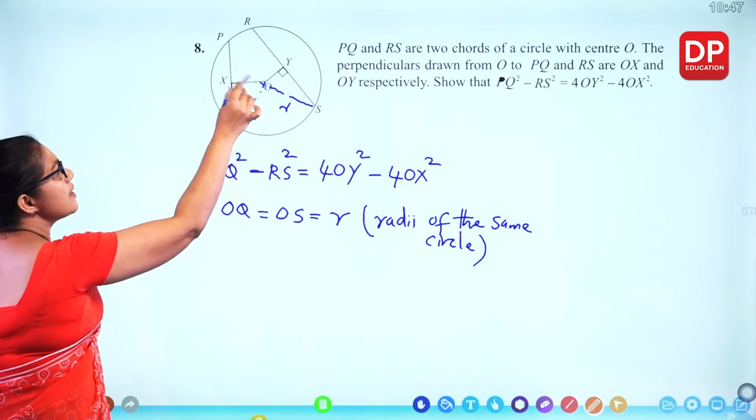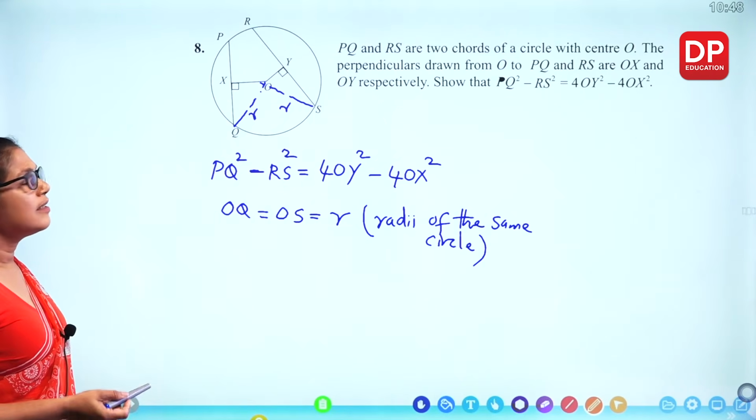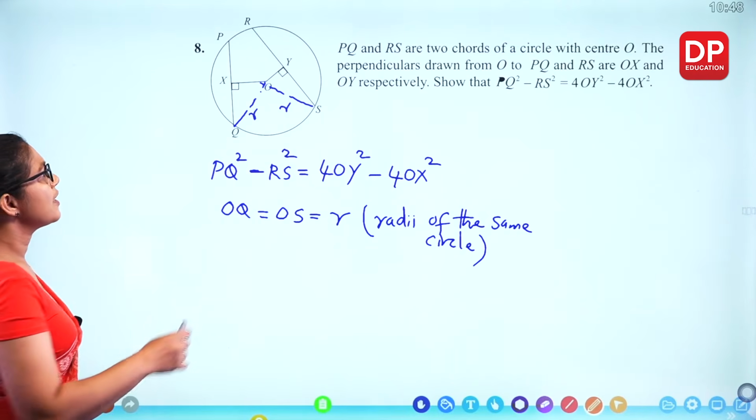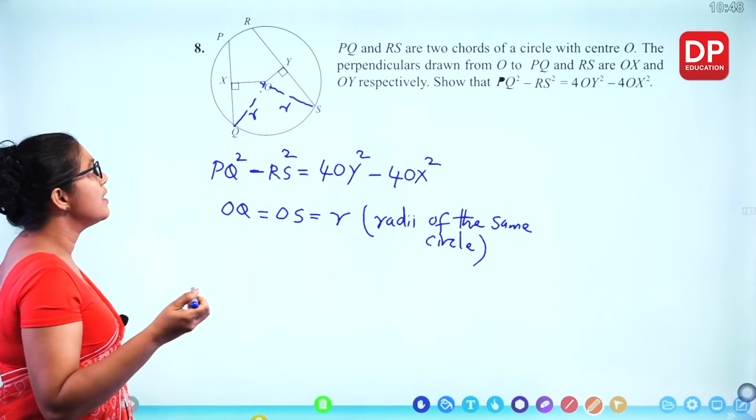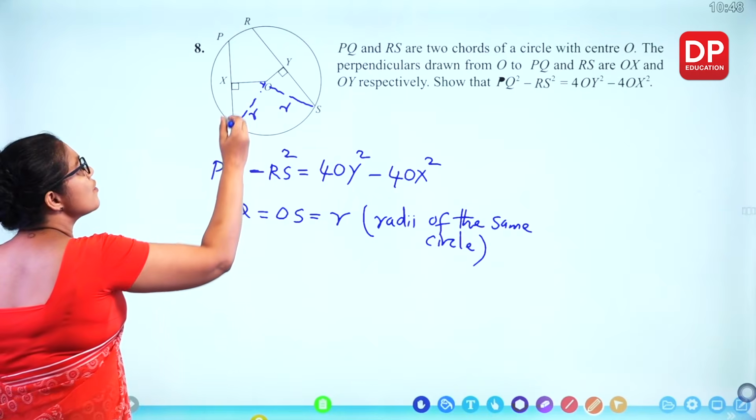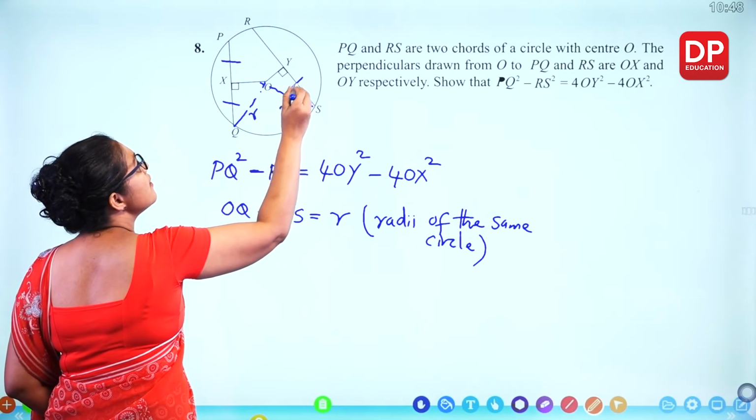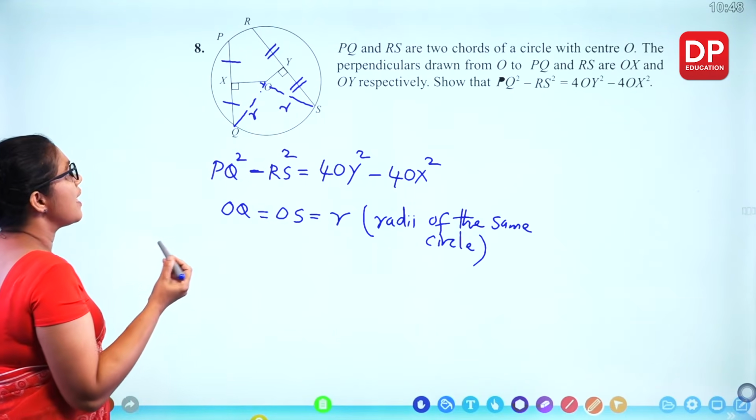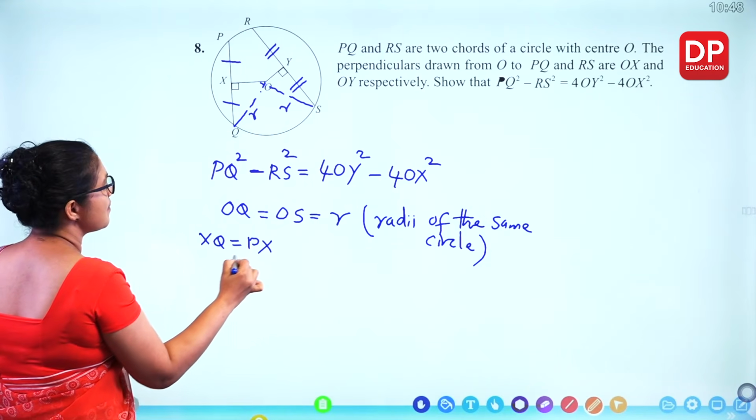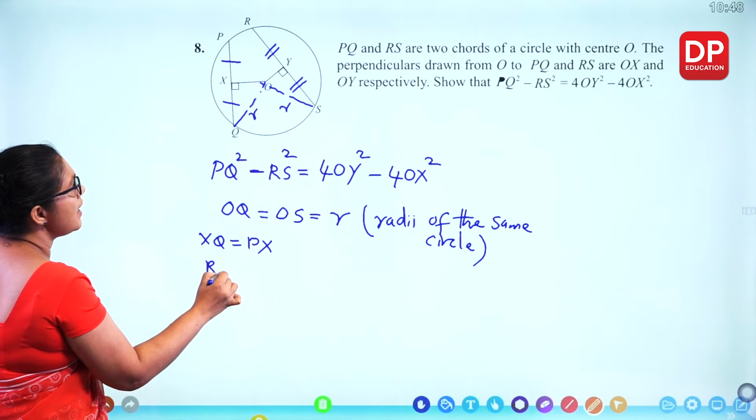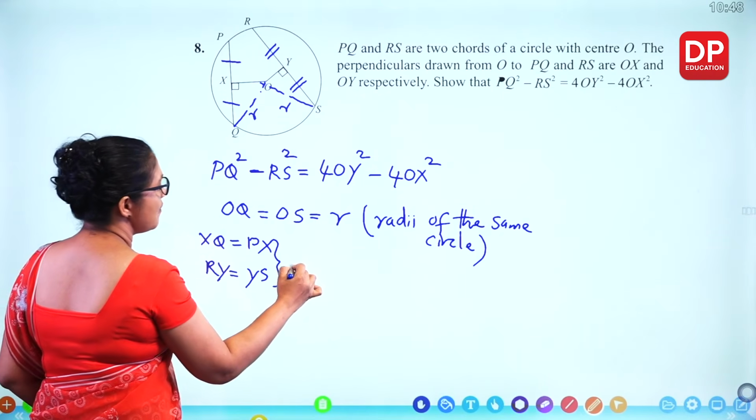Now when you look at this one, these are two perpendiculars drawn from the center. According to the converse theorem, what can you say? When you draw a perpendicular from the center to the chord, it bisects. So that means these two lengths are equal, and also these two lengths are equal. So we can write XQ is equal to PX as well as RY is equal to YS because of the converse theorem.